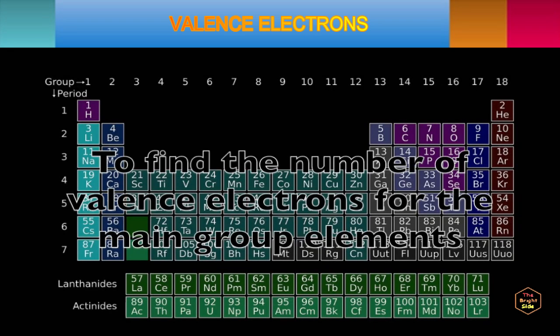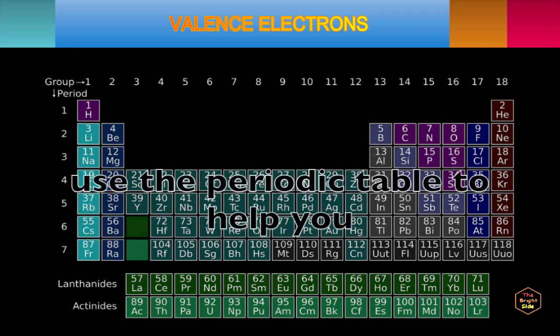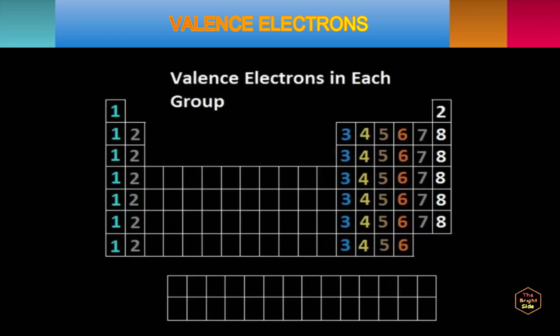To find the number of valence electrons for the main group elements, use the periodic table to help you. We notice that every atom in the first group has one valence electron. Every atom in the second group has two. Now, if we move all the way over to the right past the transition metals, we will see that every atom in the boron group has 3 valence electrons. Every atom in the carbon group has 4. Every atom in the nitrogen group has 5. The oxygen group has 6.